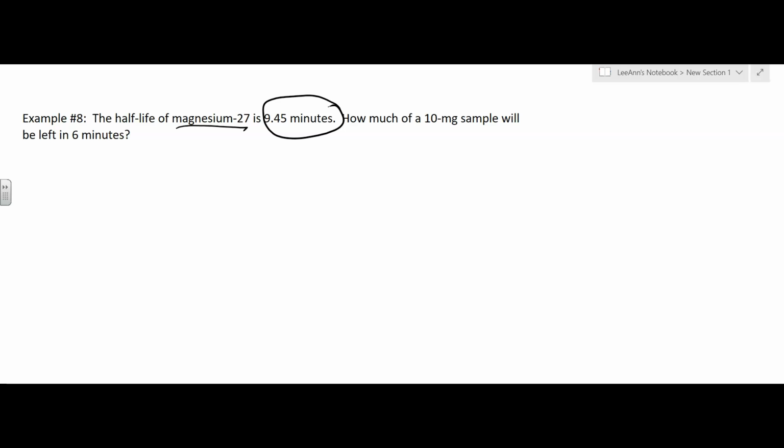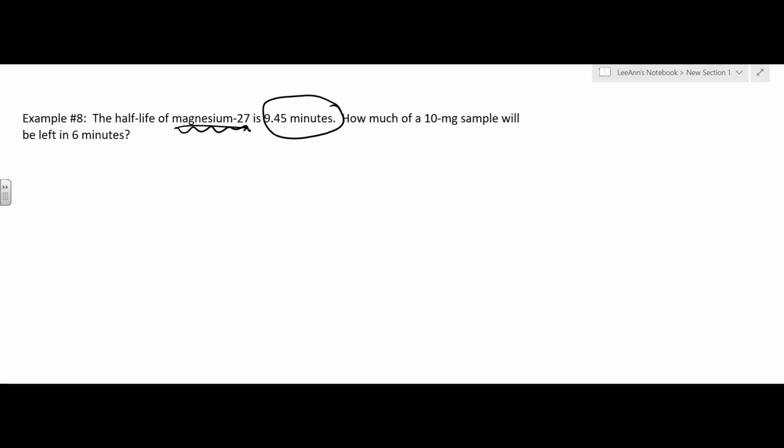first of all, I want to tell you, when it says magnesium-27, the 27 is just part of the name. It's an isotope of magnesium, so some radioactive. Magnesium I don't think is normally radioactive, but this is some isotope, some change in the element. It's a different element that's radioactive, okay? So it says the half-life of that stuff is 9.45 minutes. How much of a 10 milligram sample will be left in 6 minutes?